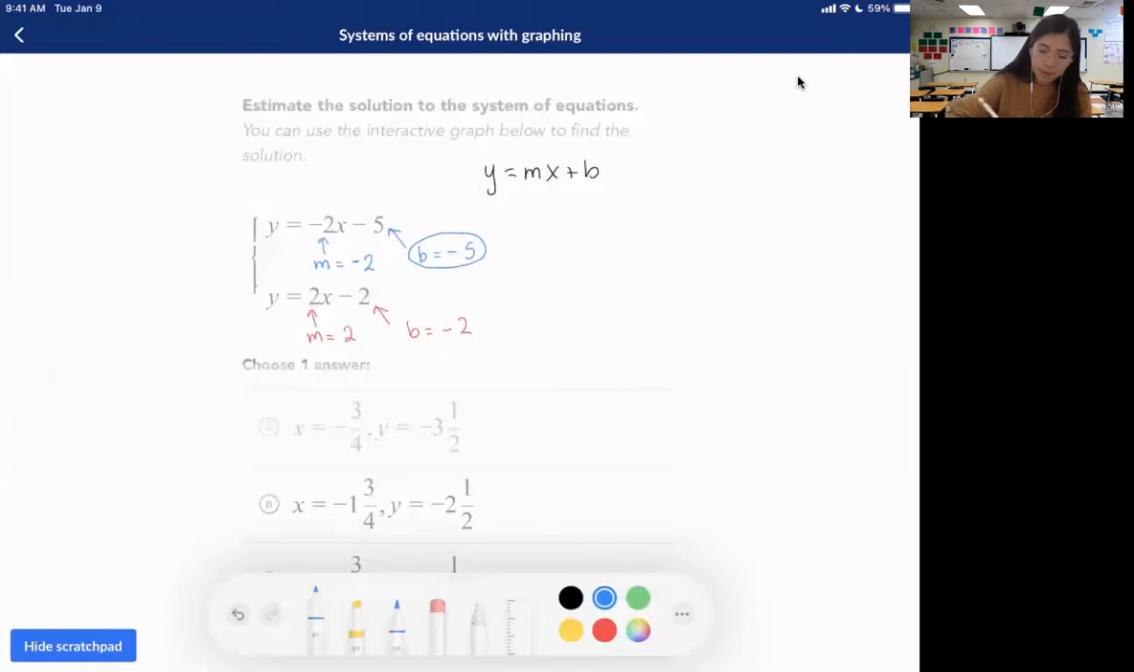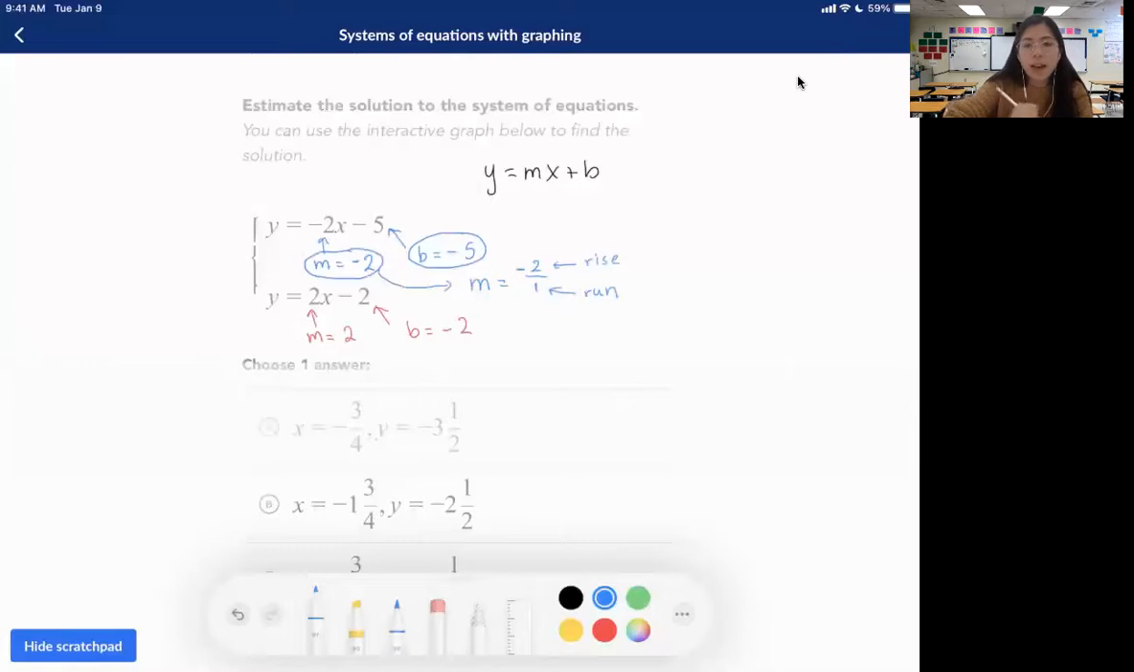My y-intercept was negative 5. My slope is negative 2. Now the slope tells you where to go next. So what you can do, since this is a whole number, is we're always going to put a whole number over 1. So that negative 2 is the same as negative 2 over 1. Now what that tells me, this is my rise, and this is my run.